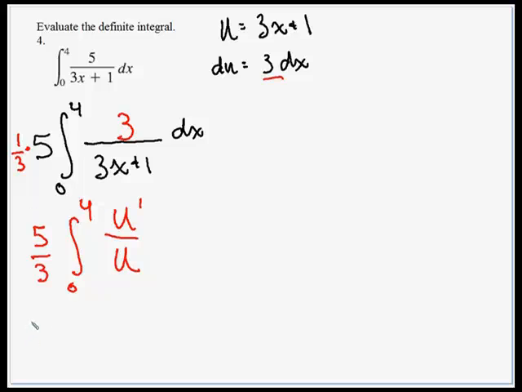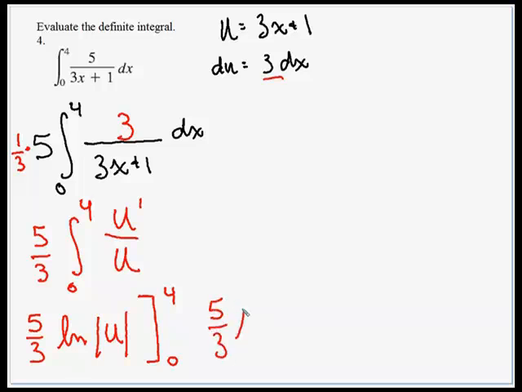So when we integrate here, we're going to have 5/3. And then we're going to have the natural log of our denominator, u. And then we have this as a definite integral from 0 to 4. And now I'm going to substitute back in my U-substitution. So this is going to become 5/3, the ln, the absolute value of 3x plus 1, from 0 to 4.